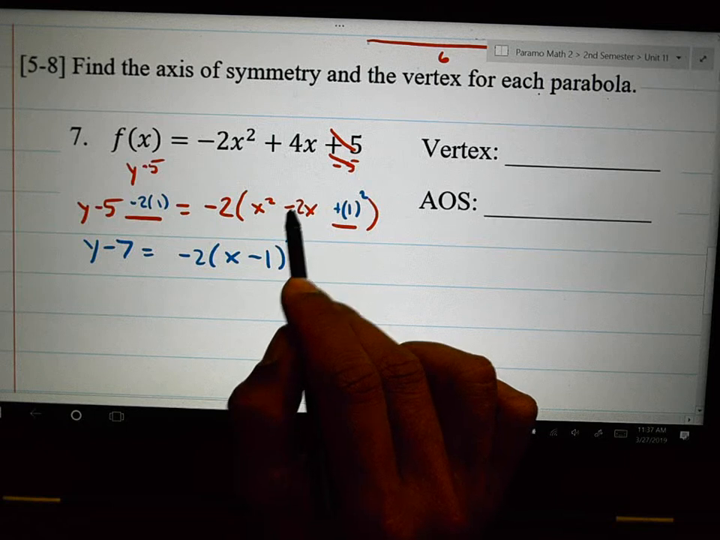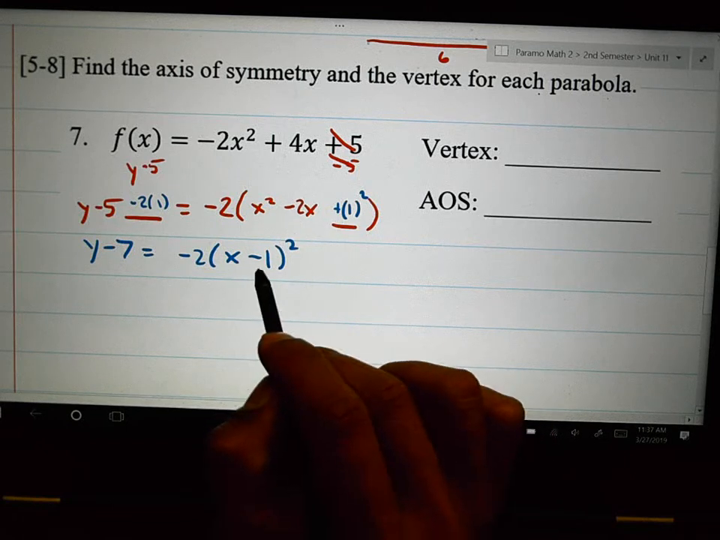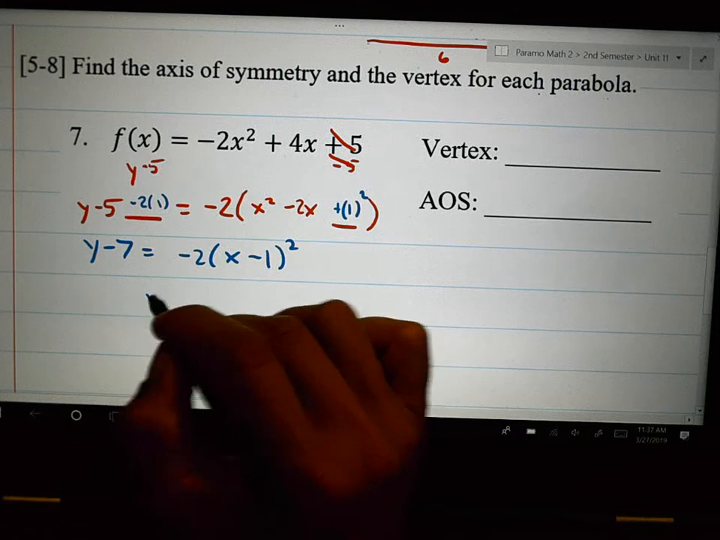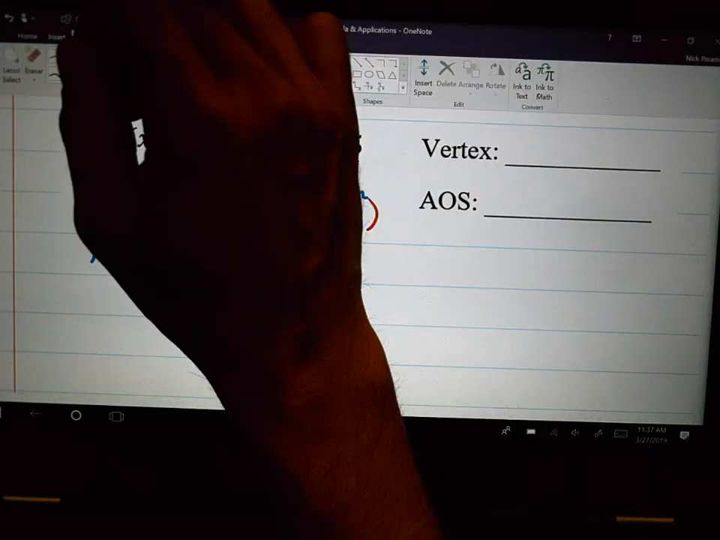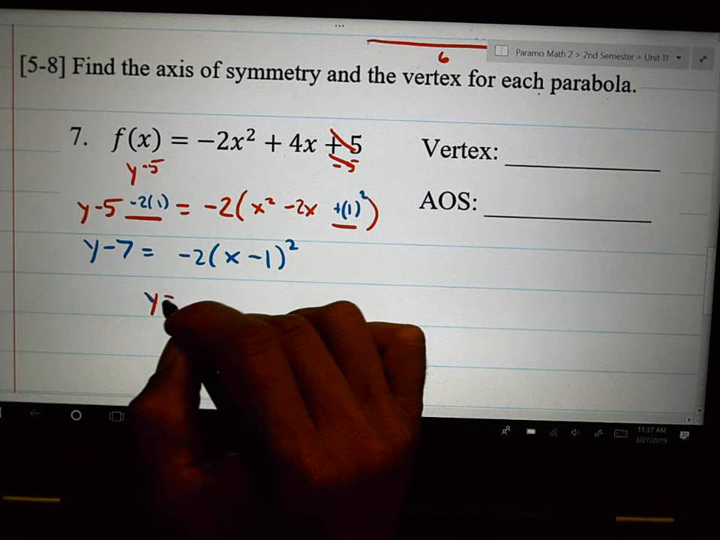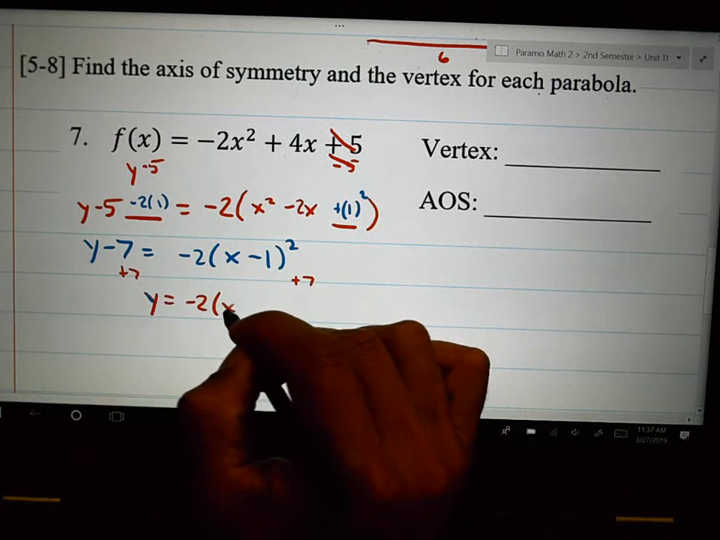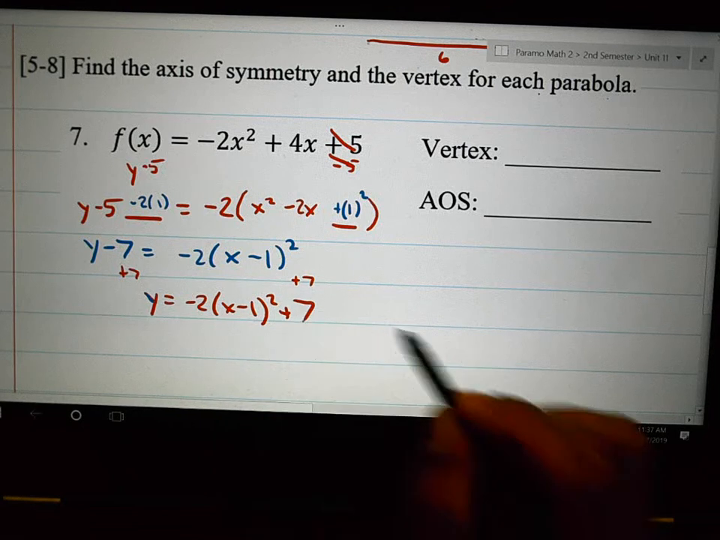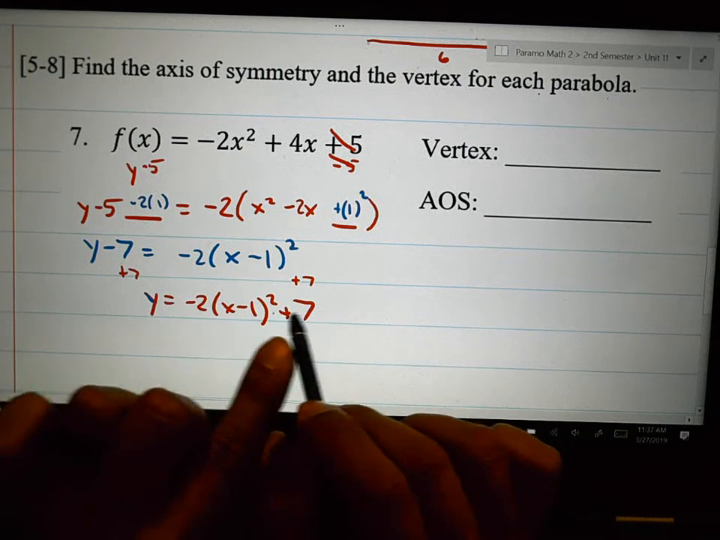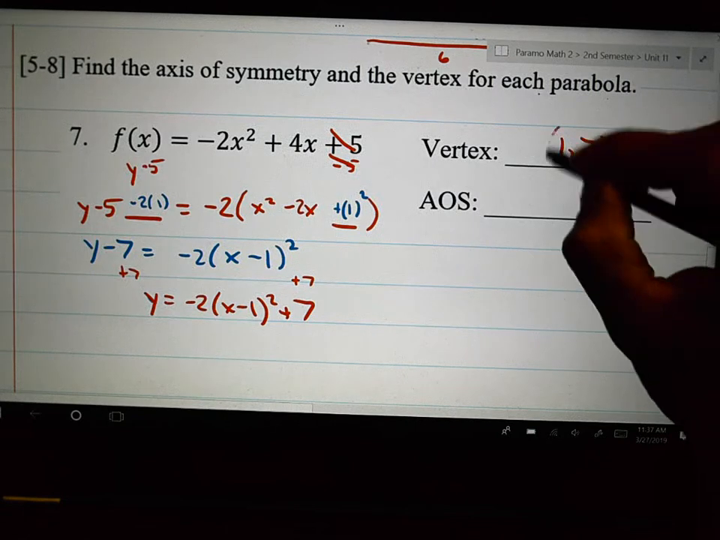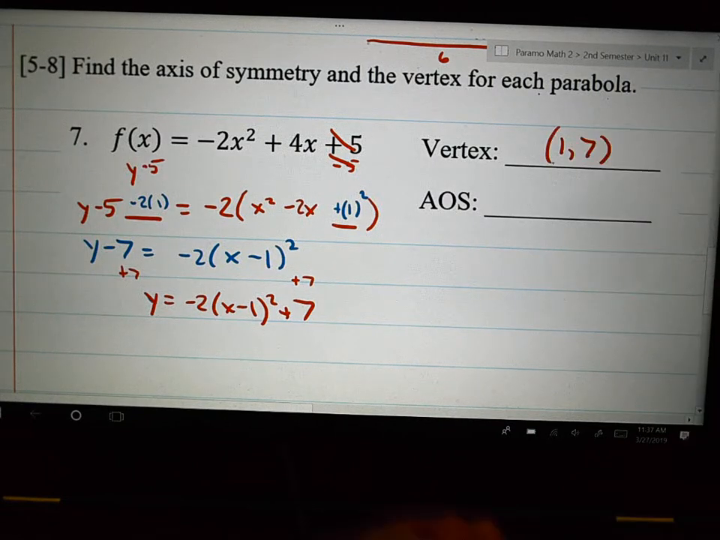To get to that -2, we have to have a -1 times a -1. Which means that in vertex form, if I add the 7 over here, then I know opposite same is my vertex. 1, 7. That's my H, that's my K. Just like we did in chapter 10.